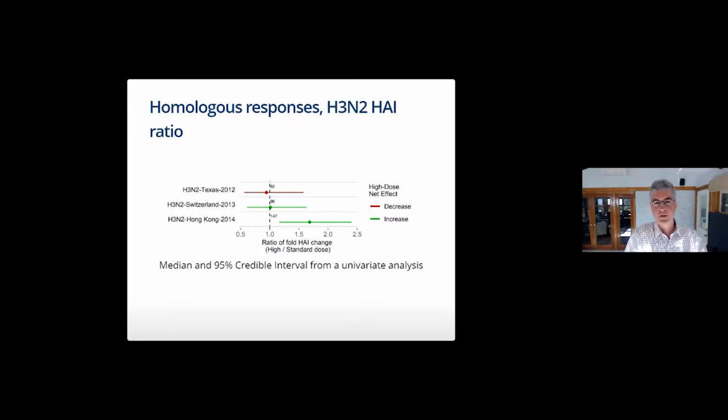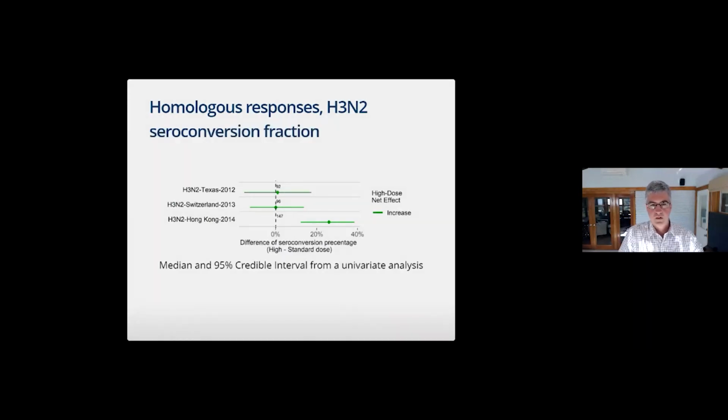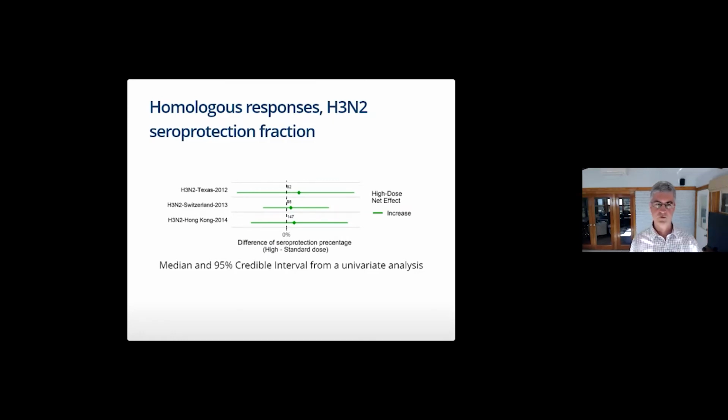Well, for the Hong Kong 2014, again, there seems to be a benefit to the high dose vaccine. Next slide, please. This shows the same, just again, seroconversion, similar patterns seen here. Next slide, please. And seroprotection seems slightly different. There is not much of a difference between those 3 strains.